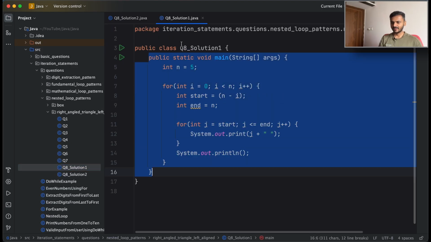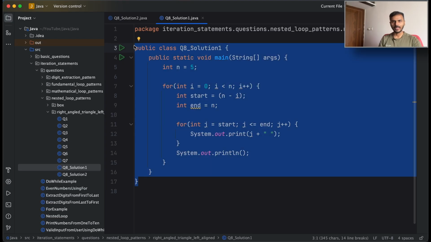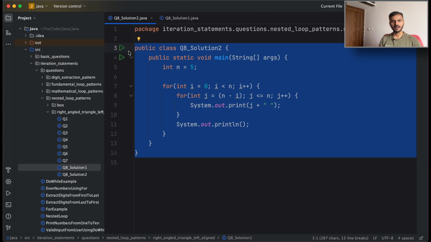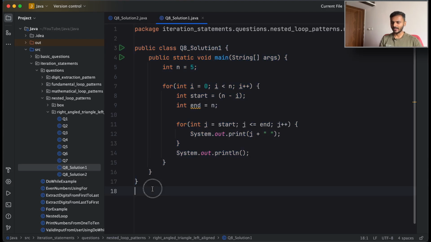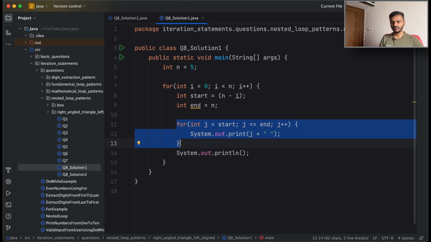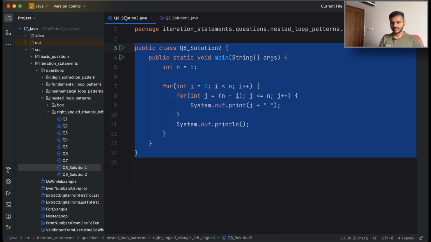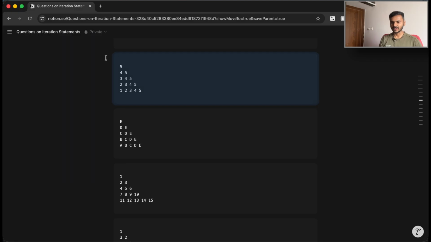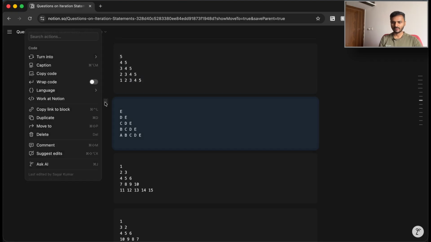Now, the reason I started from this was because it was more intuitive. If I had reached this directly, it might have been a little confusing for you. So we started with this and then we realized that there's only one usage of start, that is in the inner for loop. And we can just replace the variable start with n minus i. And that is how we reach the second solution. So you can go with any one of these. It's just that I'm discussing both. So with this, we're done with the 8th question. And now we'll move on to the 9th question.